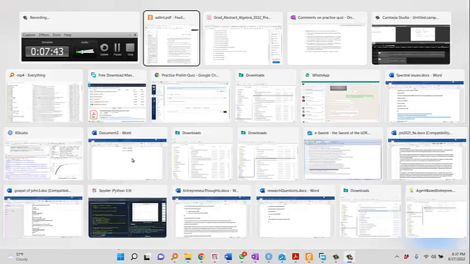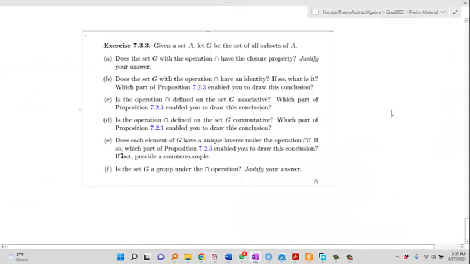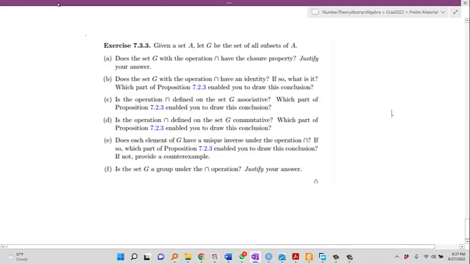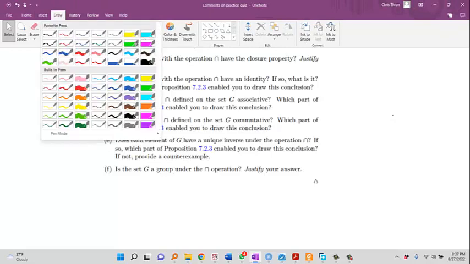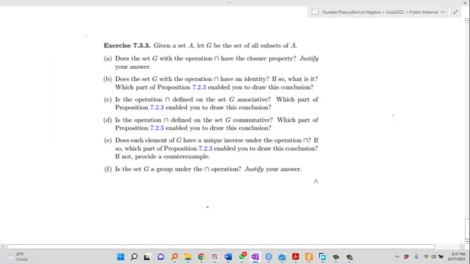Okay, let's look at the next one, 733e. That brings us to here. So that's this one here, 733e. We're given a set A, and we'll let G be the set of all subsets of A. So again, let's try to diagram what's going on. We have A, which is some big set.